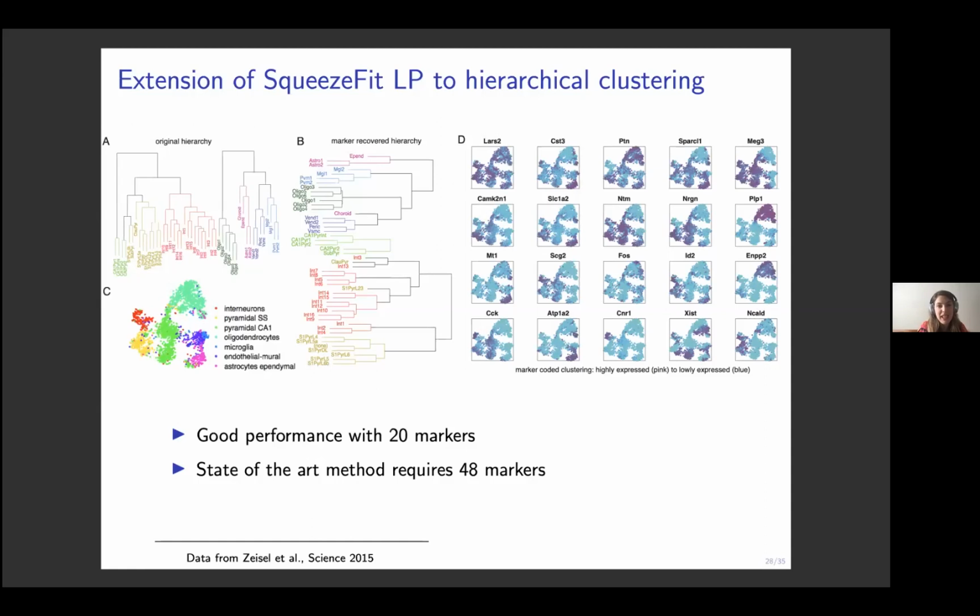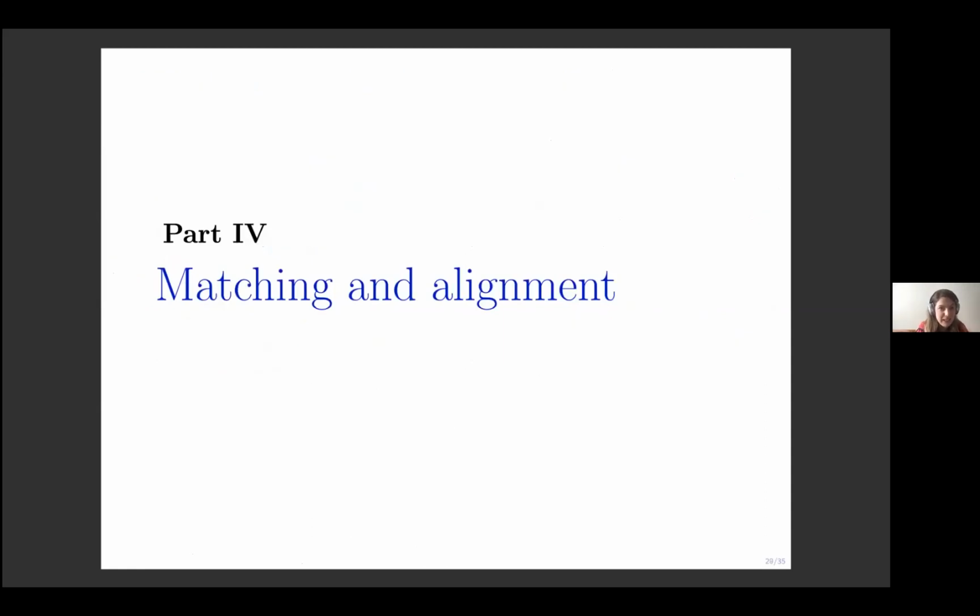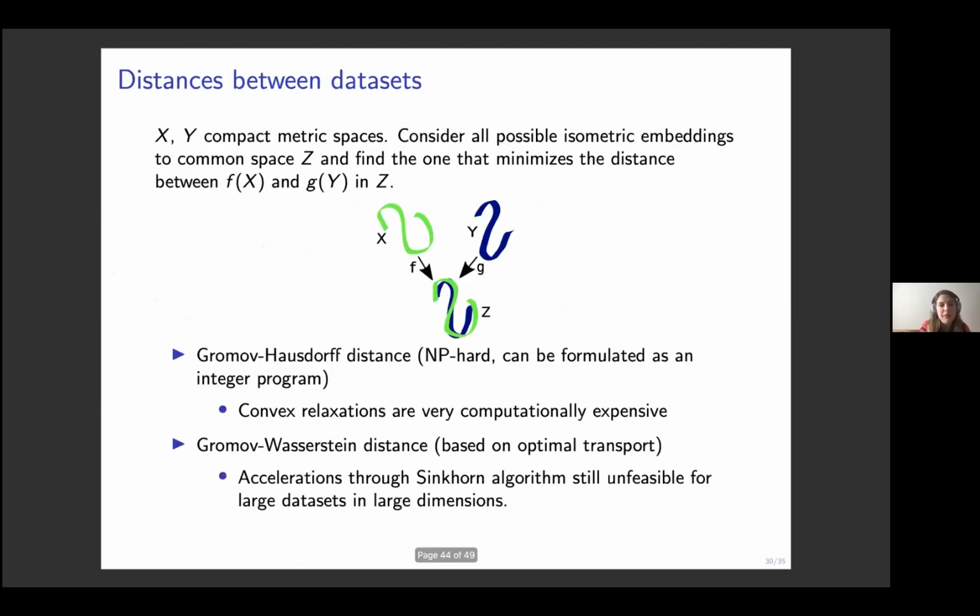So the final thing, we have like 10 minutes left, that I wanted to discuss is the matching and alignment problem that is also related with this sort of data sets. Say that you have two compact metric spaces or two data sets where you have pairwise distances. How do you compute the distance between these two data sets?